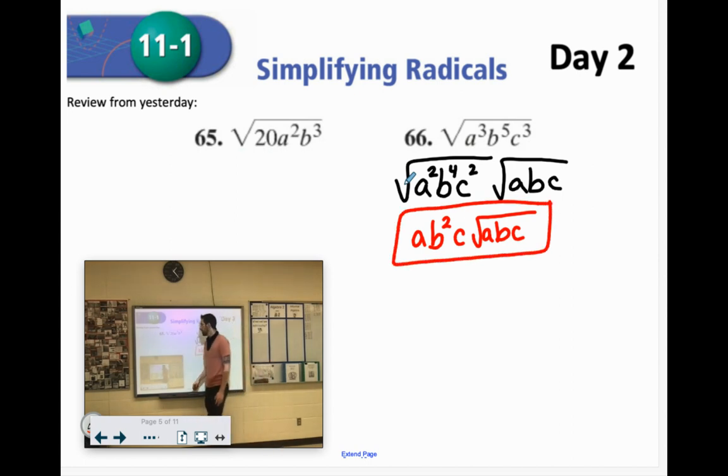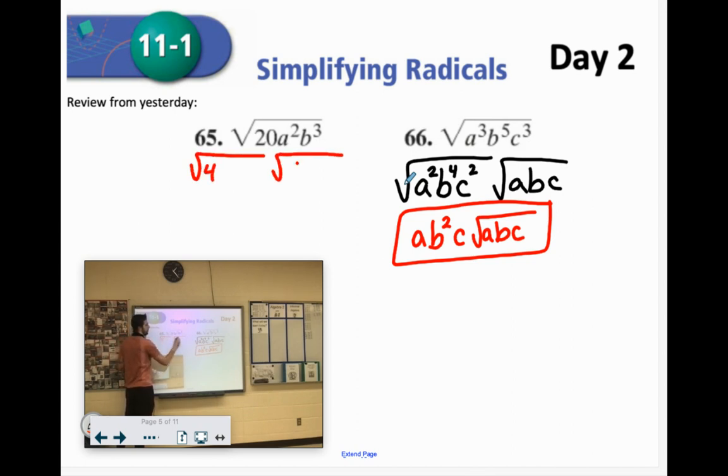All right, now let's try 65. 20 is 4 times 5. 4 is perfect. A to the second, hey, it's even, so that's all perfect. B to the third, ooh, put 2 there. And the third one comes over here. Square root of 4 is 2. Square root of a squared is a to the first. B squared becomes b. And we have our root 5b.